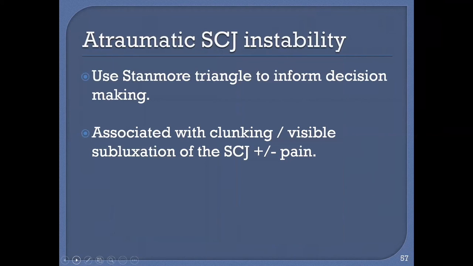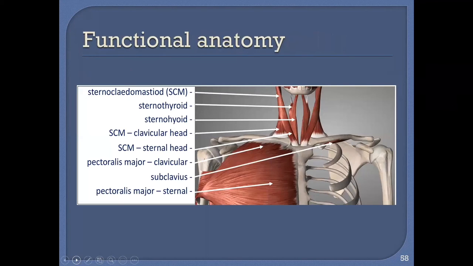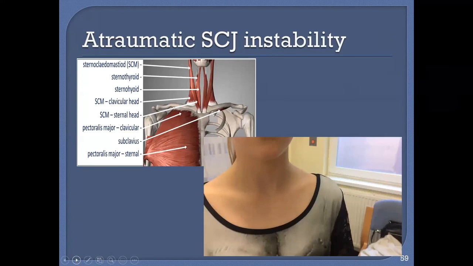And then just a little bit on atraumatic SC joint instability. We use the Stanmore triangle to inform decision making, so very similar. They present with clunking and visible subluxation of the SC joint with and without pain. The relevant anatomy is related to the pectoralis major and the SCM being overactive.